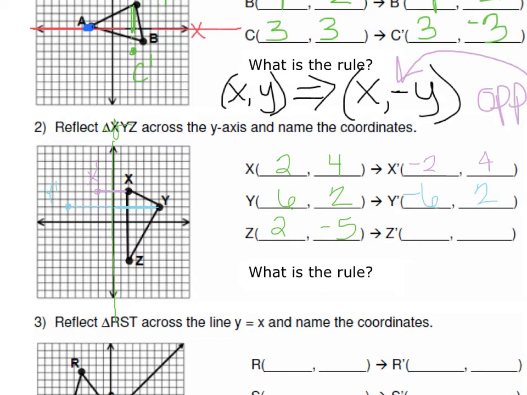And our last one is z. It is 2 away, so if we go 2 away in the other direction, there is our z prime, and it is at negative 2, negative 5. And there is your image.